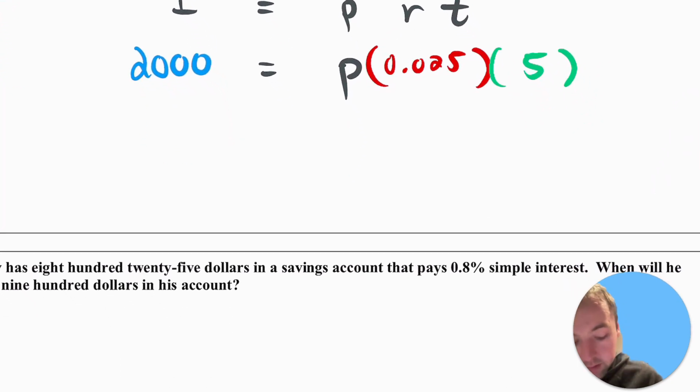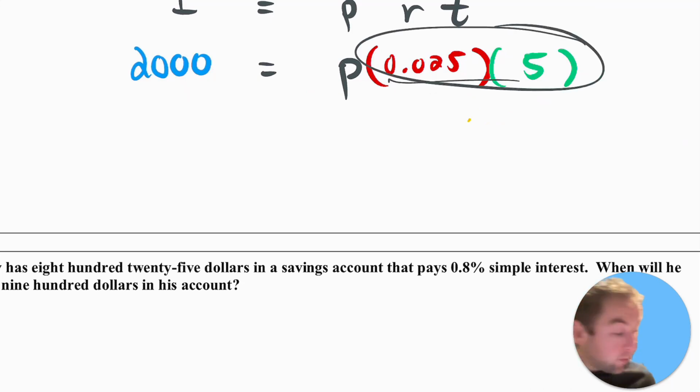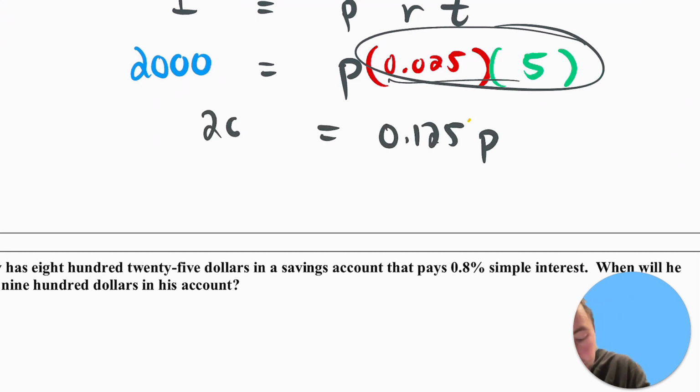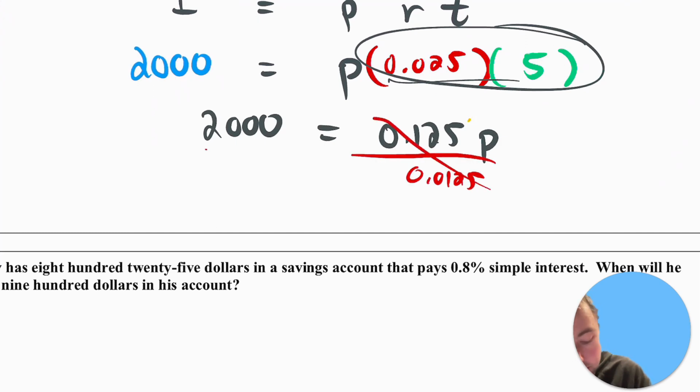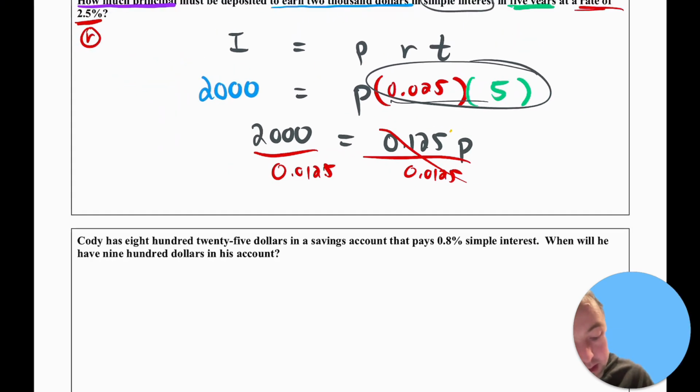So we want to just be able to solve this for P, right? Ultimately, if you divide by 0.025 and by 5, then you're going to be able to solve. Another way is you could multiply and find out what these two numbers multiply out to equal. So 2.5% of 5 comes out nicely to be 0.125 times P equals $2,000, and then you can divide by 0.125 on both sides to get P alone.